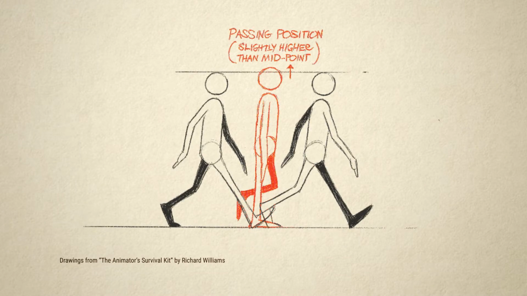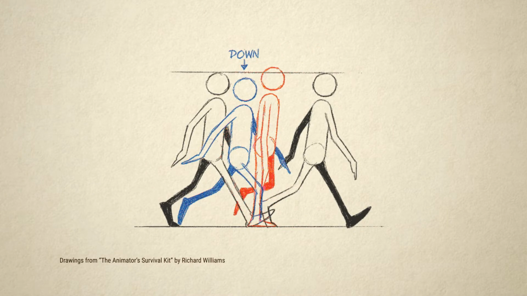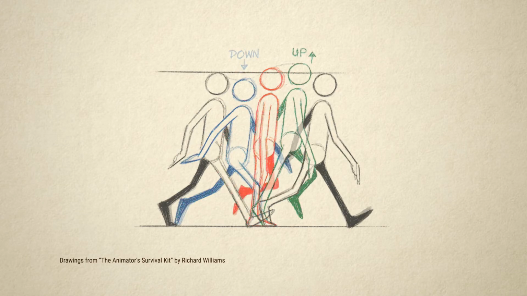The next pose is the passing pose, and it comes between the contact poses. This is the point where the back leg passes and becomes the front leg. Then, between the first contact and the passing pose is the down position. This is where the front leg has taken the weight of the body. Then, between the passing pose and the second contact is the up pose. This is where the back leg is pushing the body up to let the other leg swing forward.